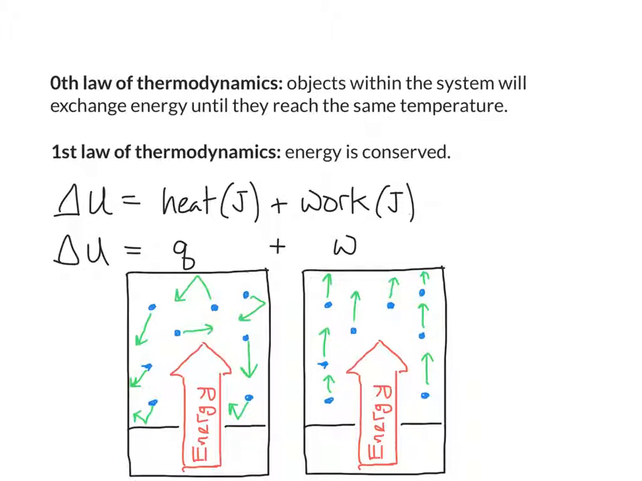Both heat and work are ways that energy is added to or removed from the system. Work is in the form of concerted molecular motion, whereas heat is in the form of random molecular motion.